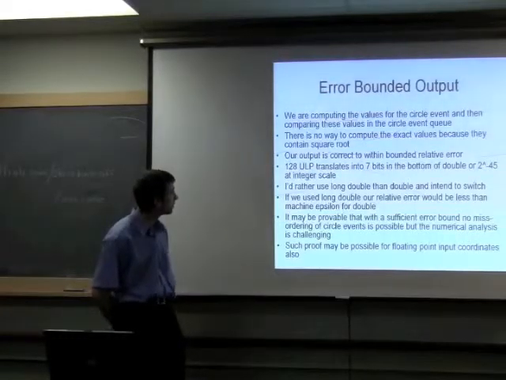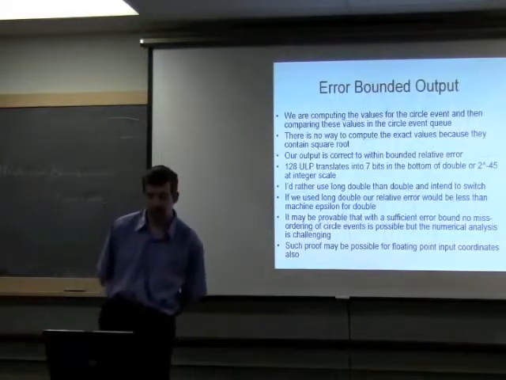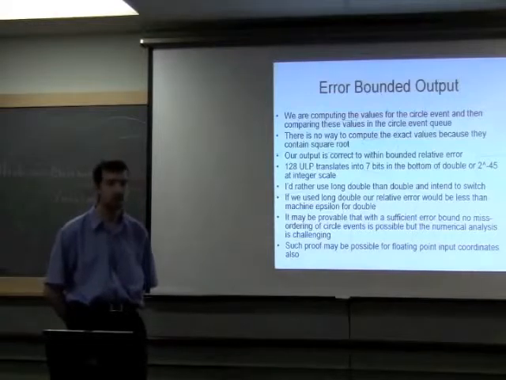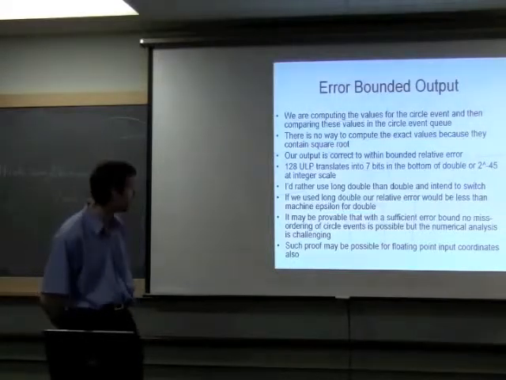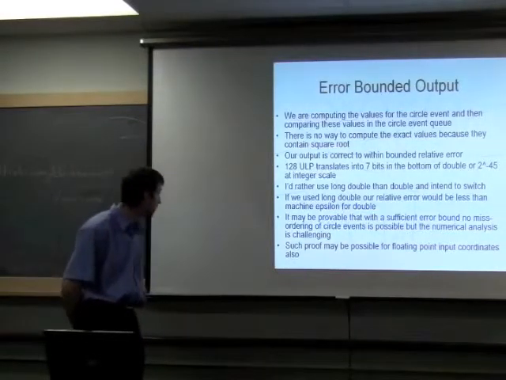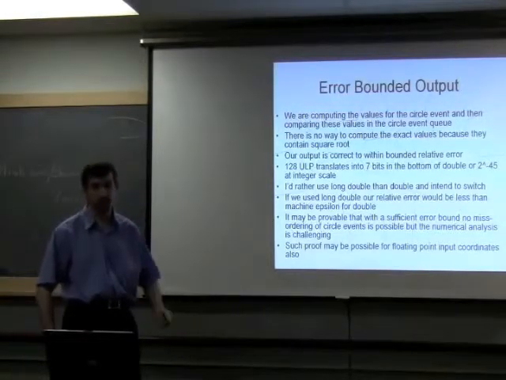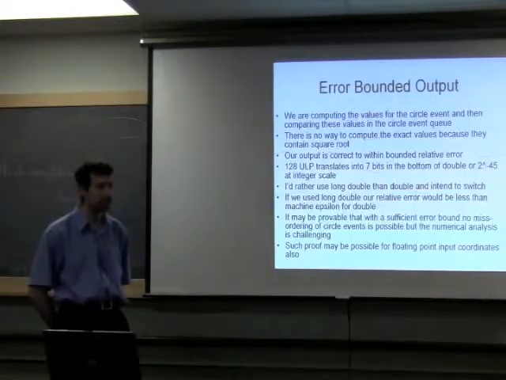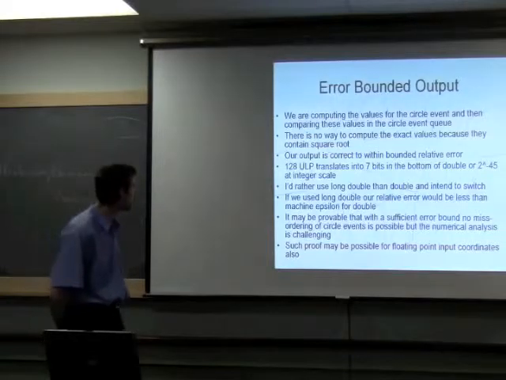So for doing the circle events, we're actually computing the value for the circle and then comparing those values in the priority queue. And because there is error in the values, the order can get out of whack, potentially, which would result in the wrong topology. So it's correct to within a bounded relative error, which is distinctly different to correct within some epsilon that you choose with epsilon rounding, which is not a suitable way to solve the problem.